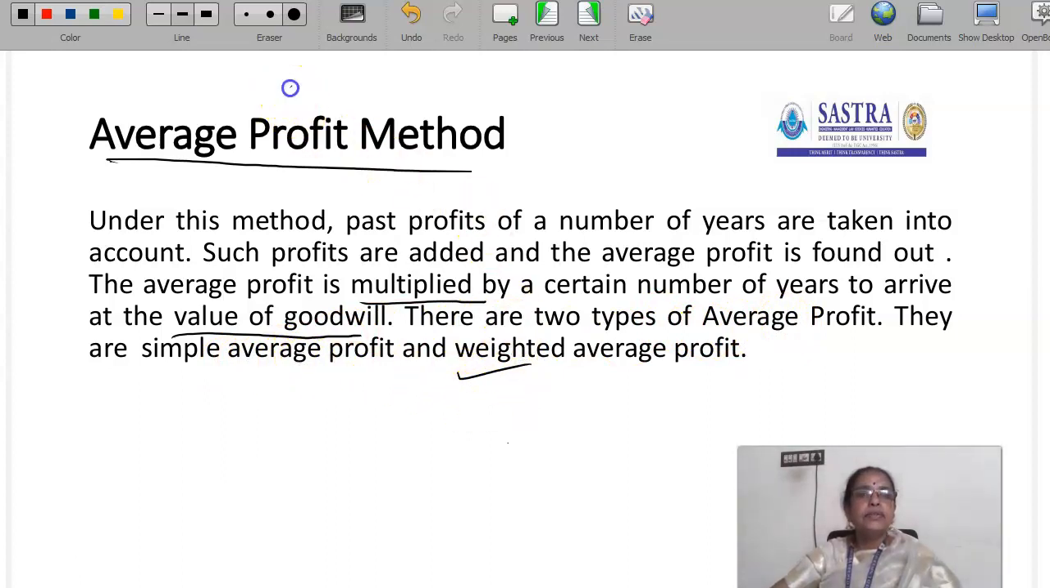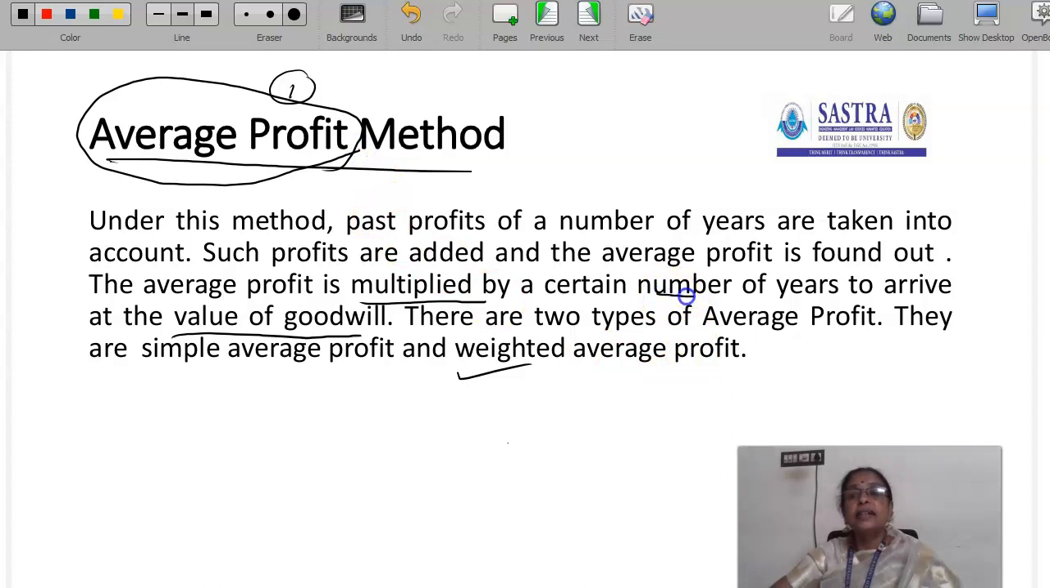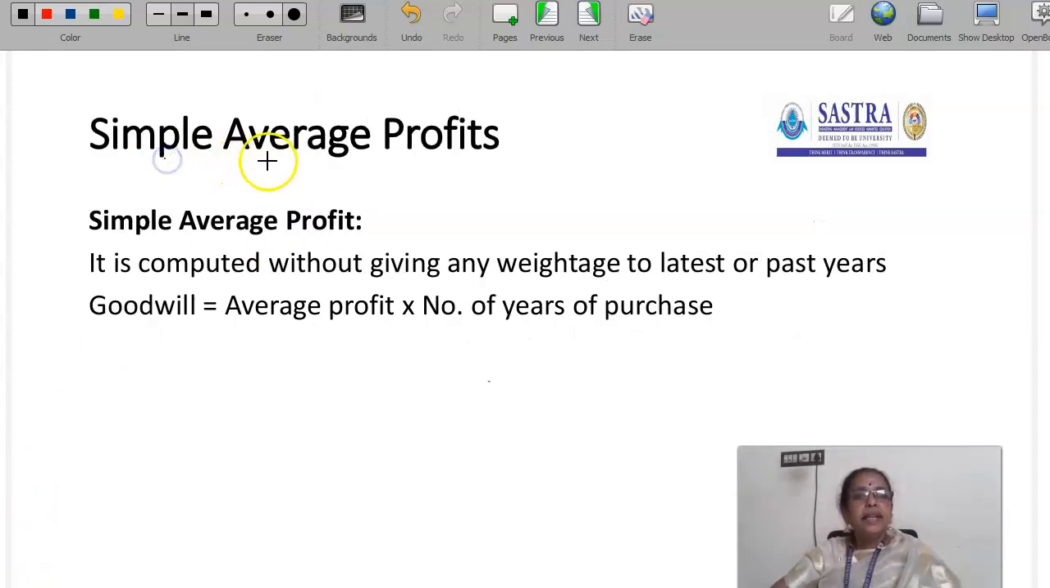So here we have to calculate the average profit, and then it has to be multiplied with the number of years that is given in the problem itself. How to calculate average profit? Total profit divided by number of years of profit. Average profit should be multiplied with the number of years of purchase that is given in the problem itself. Under the average profit, there are two methods, simple average profit and weighted average profit.